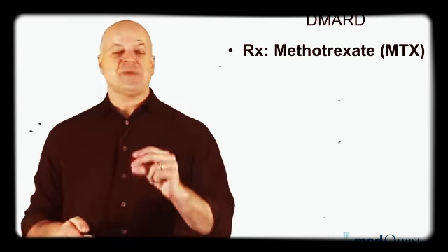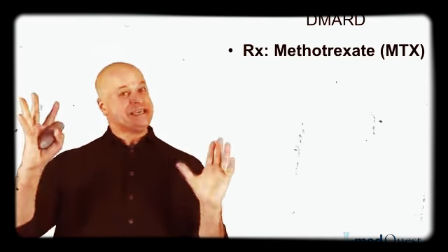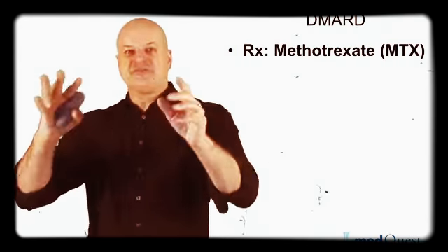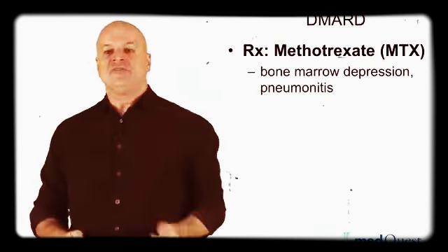The best initial disease-modifying drug, methotrexate. What are the most common adverse effects of methotrexate? Lung and liver: lung fibrosis and liver fibrosis, and bone marrow fibrosis.